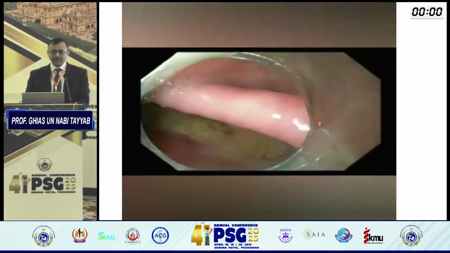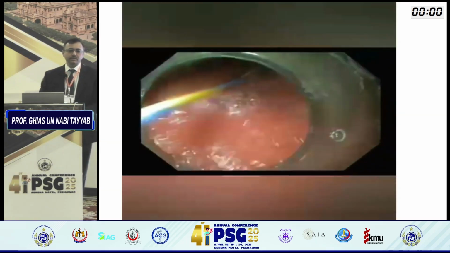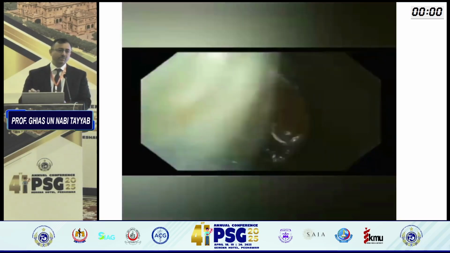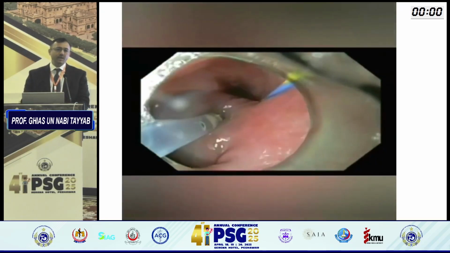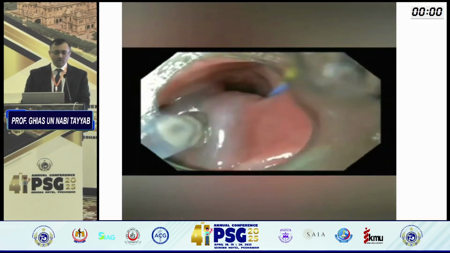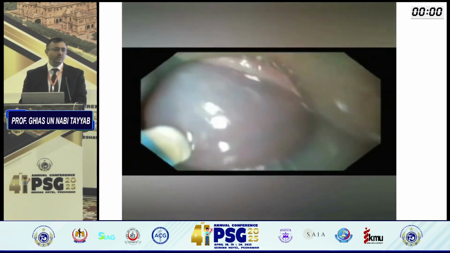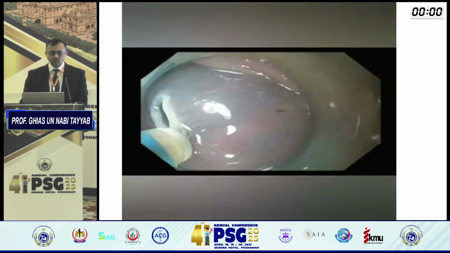So my technique is a little different from what the people practice elsewhere. I make a bleb, I dissect the two sides of the muscle, expose the muscle properly, and then with the help of a scissor, I cut the muscle all the way to the bottom. And then once I've cut the muscle, I stretch the defect with the help of 2 clips, and that's usually good enough.